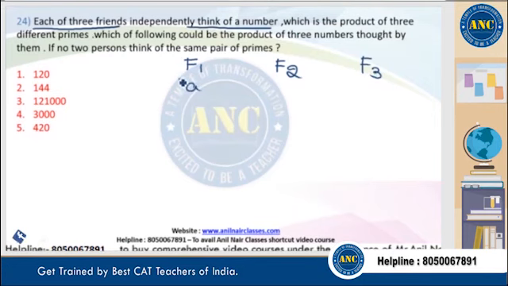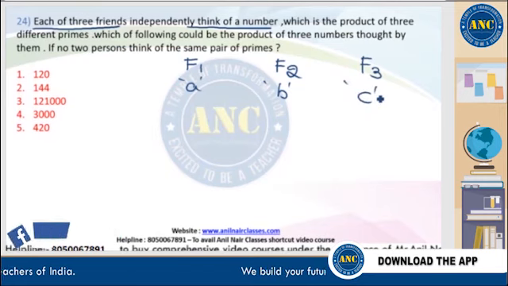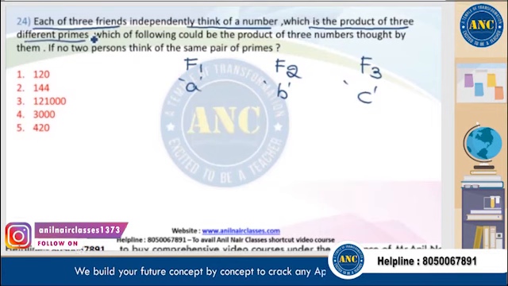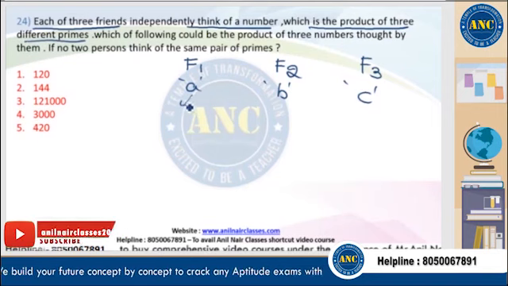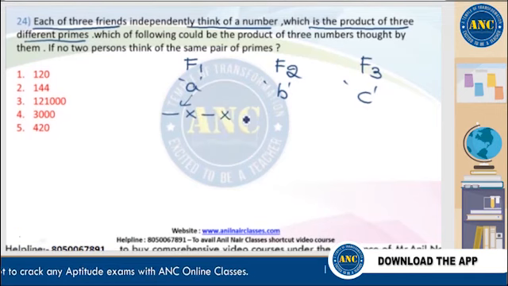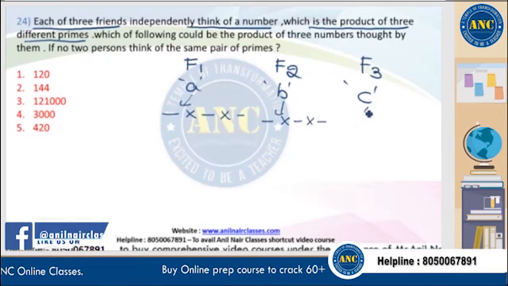They think of a number, for example A, for example B, for example C, which is the product of three different prime numbers. Okay.